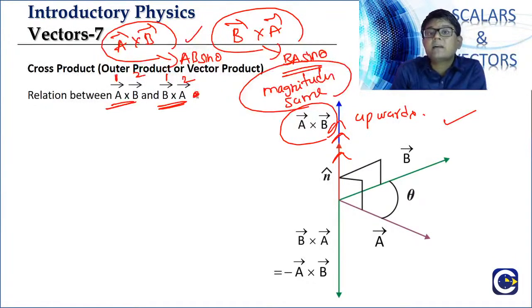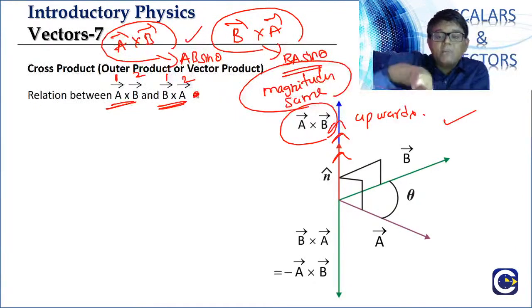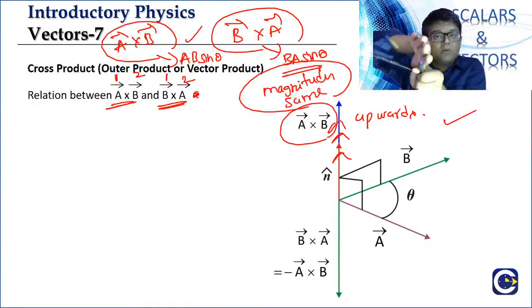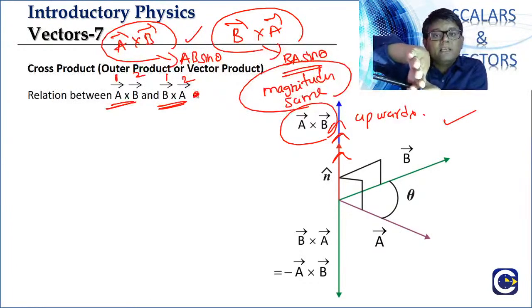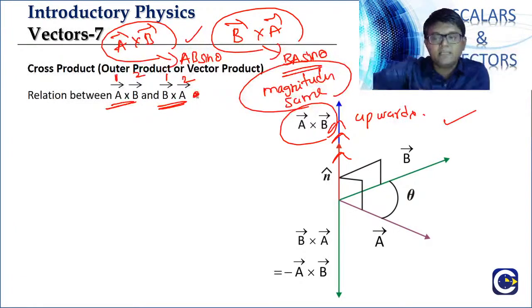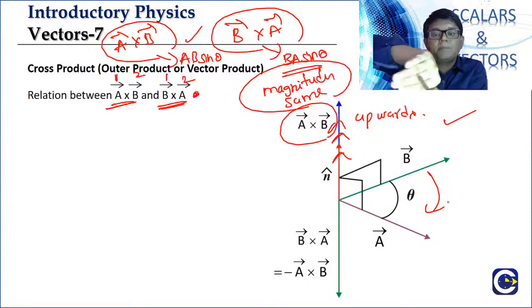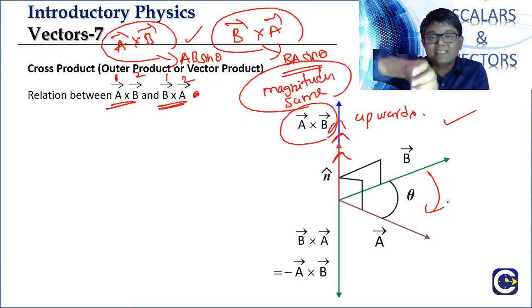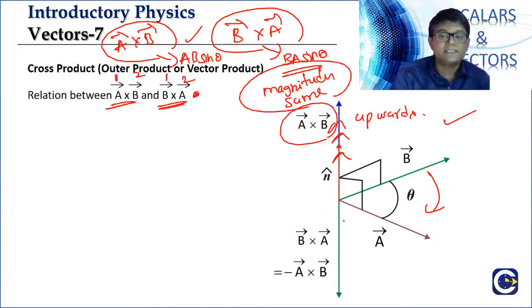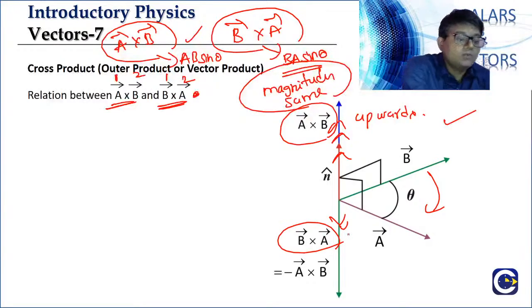So what is the other alternative? In the previous orientation, our thumb is up. We have one more option: we can keep our fingers like this, where the thumb will be down. Now initially the fingers are in the B bar direction. Curl them in the shorter path and we will be able to reach A bar. In doing this, the thumb is downwards. Means the B cross A direction will be downwards.